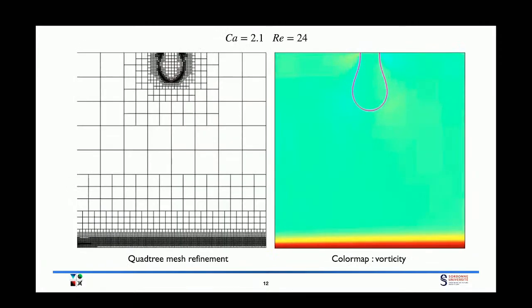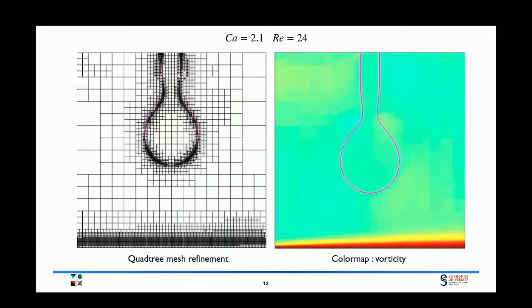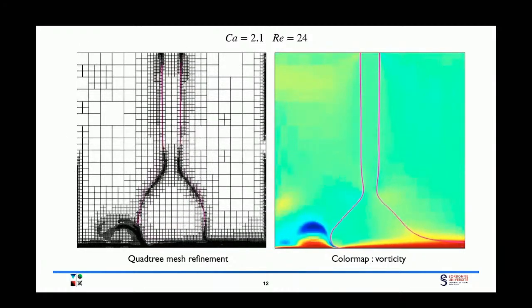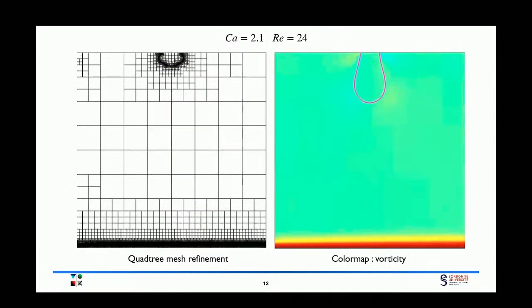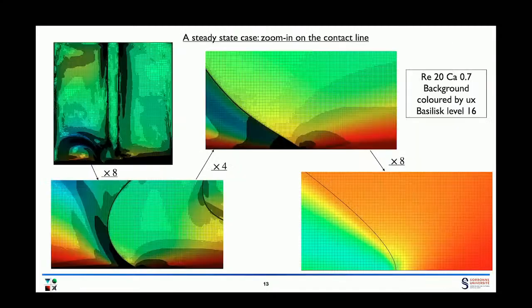Now here are some movies for a case where Reynolds, which is the top velocity, is 24 and capillary is 2.1. You can see the adaptive mesh refinement that we have, and this is one example of how refined the simulation is. So you can see here the curtain has reached a steady state, and we zoom in 8 times, then again 4 times from this, and then again 8 times, then you see this contact line. The contact angle that we have imposed is 90 degrees, and this is the smallest cell size.